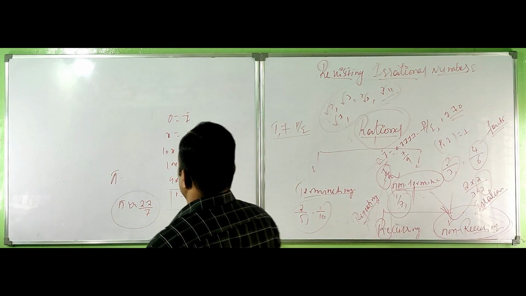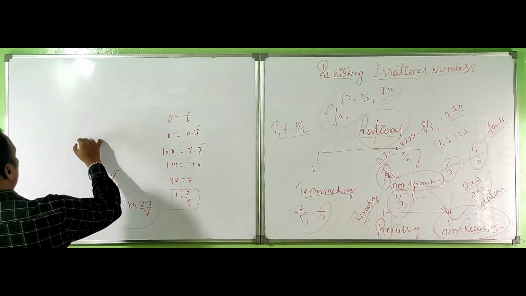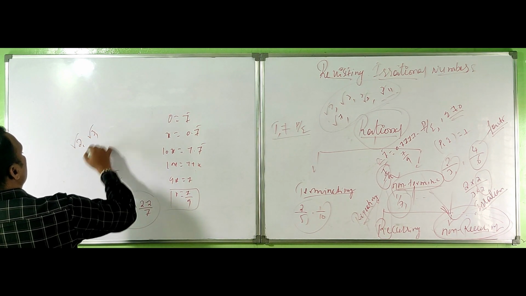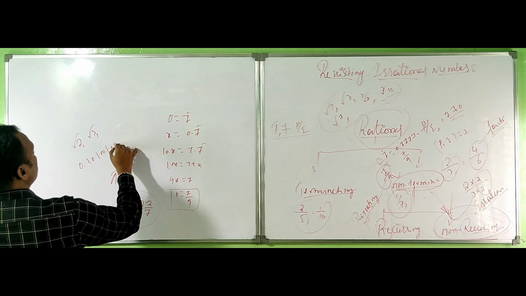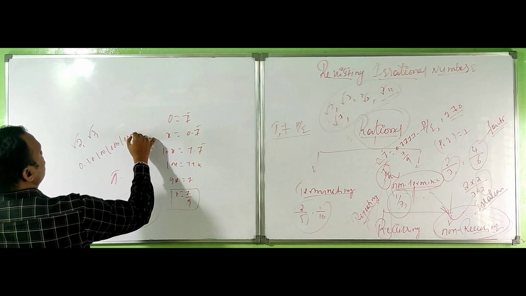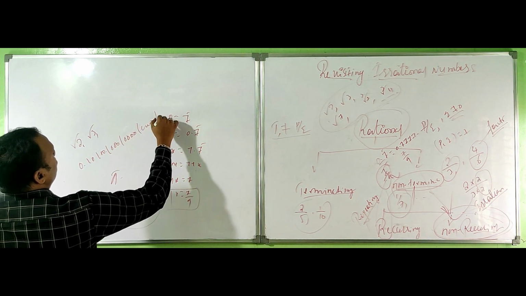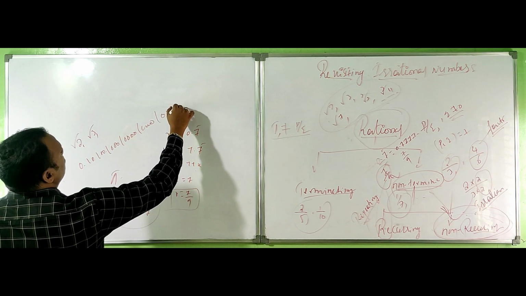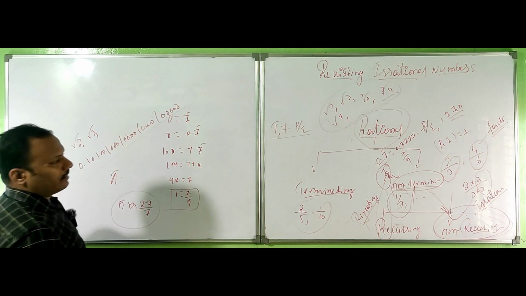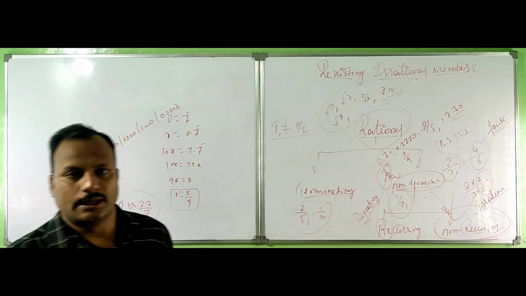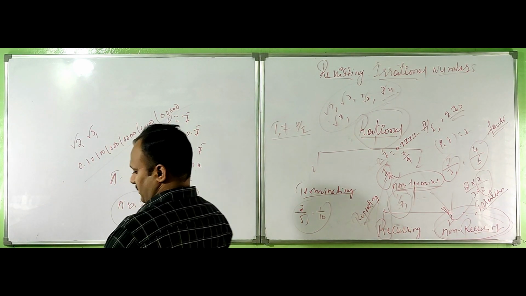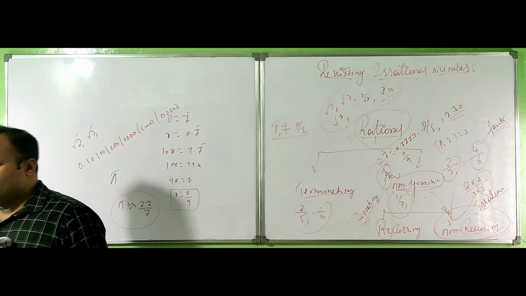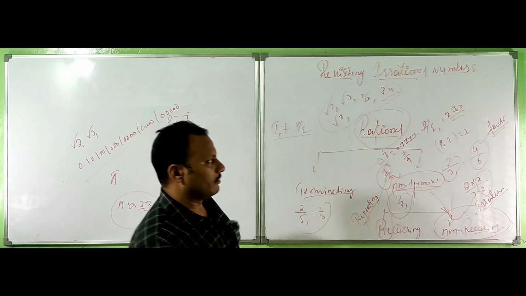Like that, root 2, root 3, or 0.10100100010000..., unlimited, any you can write. That number should not repeat. The decimal expansion should not be repeated. One theorem is there to prove whether a number is irrational or rational.